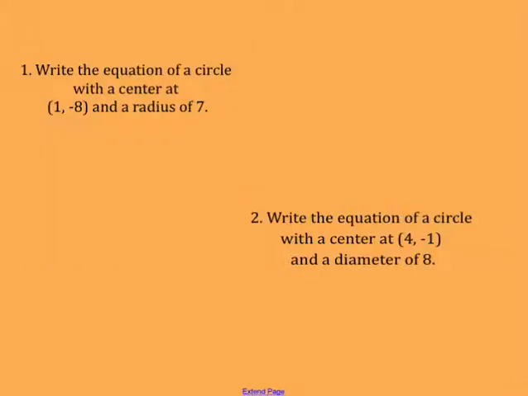So for number 1, write the equation of a circle with its center at (1, -8) and a radius of 7. So what I'm going to do first is take x, and then since this is a positive 1, I'm going to subtract 1 and then square it. And then I'm going to do y. And since that is a -8, I want to do the opposite. So it's going to be a positive 8. And then I'm going to square it. And then I'm going to set it equal to the radius, which is 7 squared.